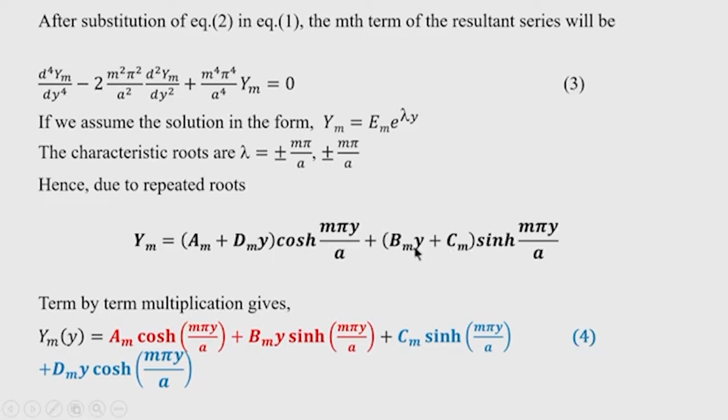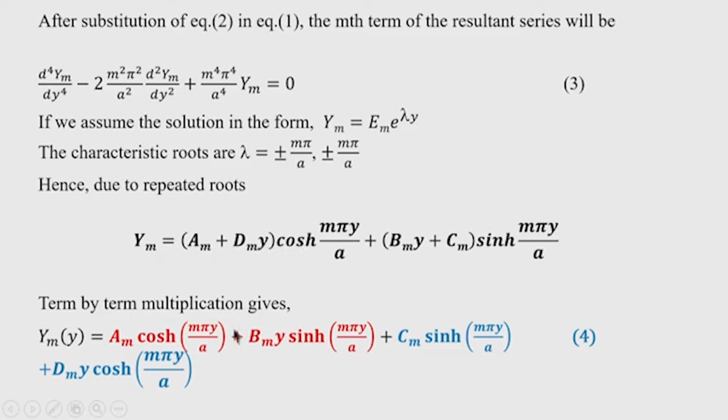Again you come here, the second term b m y sin hyperbolic m pi y by a. Here you can note that y is an antisymmetric term, whereas sin hyperbolic is also antisymmetric, so the product of two antisymmetric terms will be a symmetric term. And then C m sin hyperbolic m pi y by a is an antisymmetric term. So I have grouped the symmetric and antisymmetric terms here in this final solution after term by term multiplication.